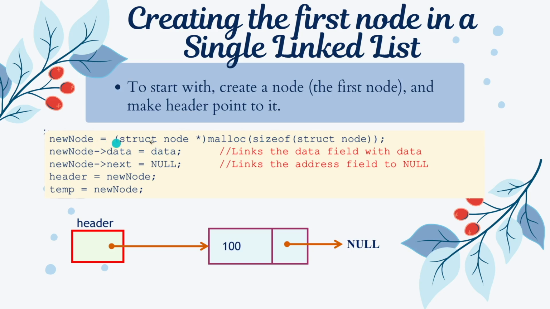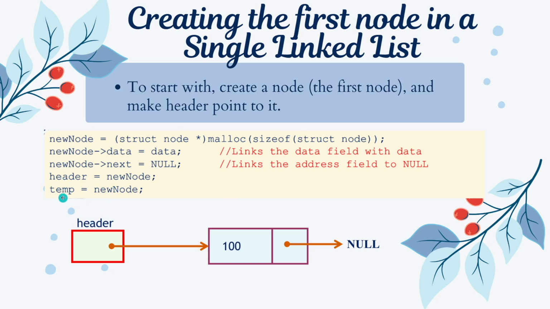Now, when we execute this one statement, we will have memory allocated for one node, and that new node will have a data part and a next part, and whatever value you want to put in, we will be putting in the data part. And initially, as I said before, when we create a one node list, its address part would usually be assigned a value of null.